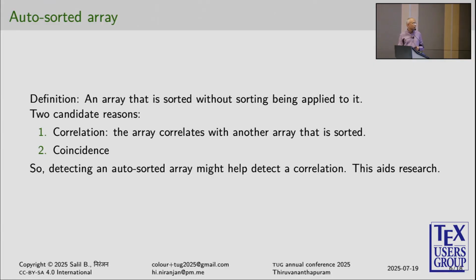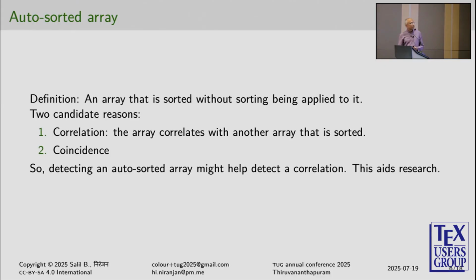Why is that so? There could be 2 reasons. One is correlation. The array correlates with another array that is sorted. In the example, the column for height was sorted because the column for age was sorted. We got it as a bonus. The other reason is sheer coincidence. We don't know why. It's not correlated, but it's sorted.